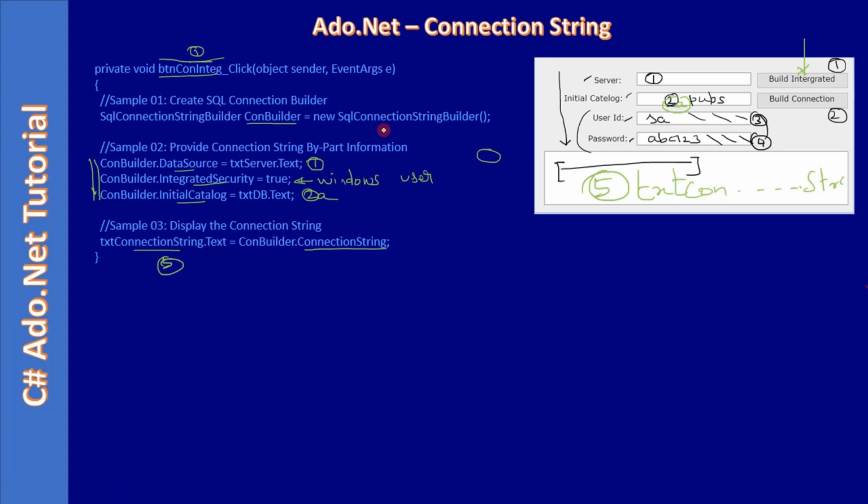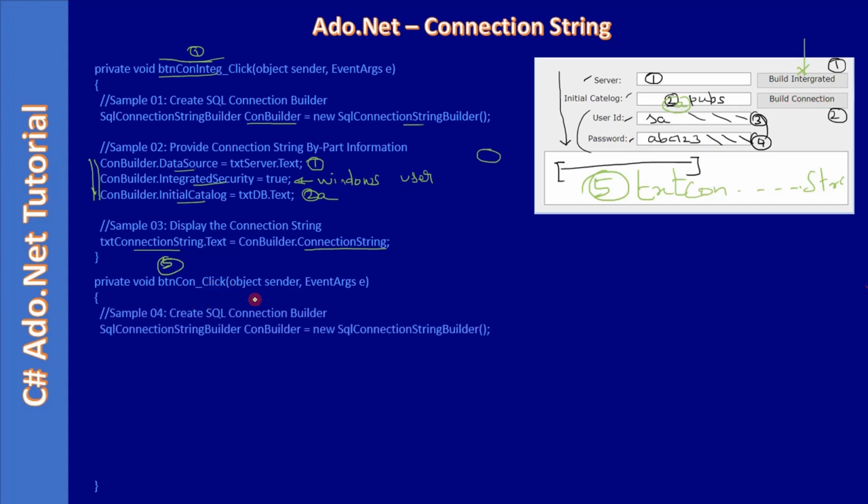And if you see, the sample is simple. We are creating the instance of string builder. We are assigning the individual members. After that, we are reading the content of connection string property from connection string builder. Here is the second button click. Build connection is there, right? We are clicking that, and the event handler is here.